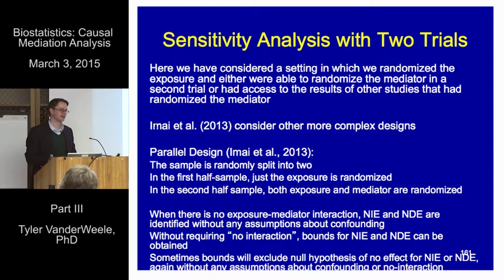So we can draw inferences about these natural direct and indirect effects under no assumptions whatsoever using this sort of parallel design. Of course, doing so requires the ability to randomize both the exposure and the mediator, and would require additional steps in terms of consent, having participants agree to being randomized to one arm or the other of this parallel design trial. But when we can implement it, it's a very, very powerful design.